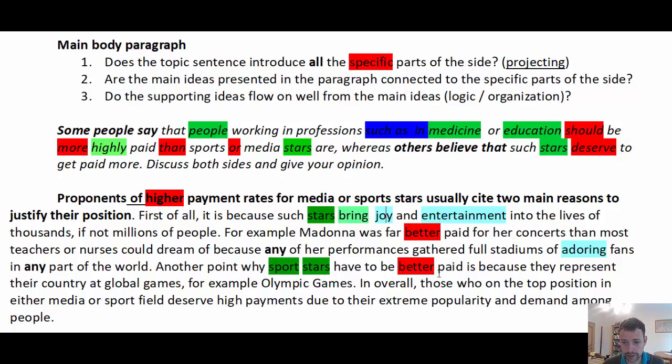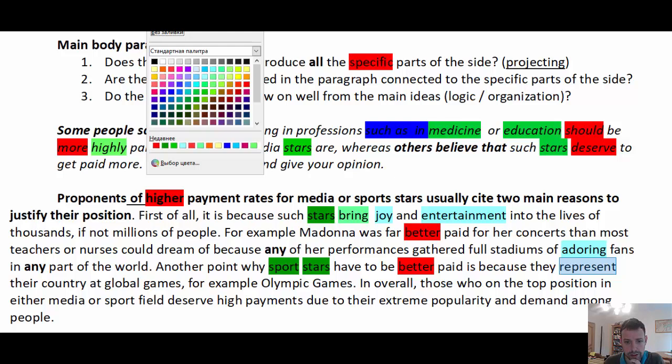Okay, they have to be better paid because they represent their country at global games. Yeah, for example, the Olympic Games. So in order to support the previous one, why is it that these media stars should get paid so much? They have to bring joy and entertainment into the lives of thousands, if not millions, of people. Yeah. Here, what do they do?